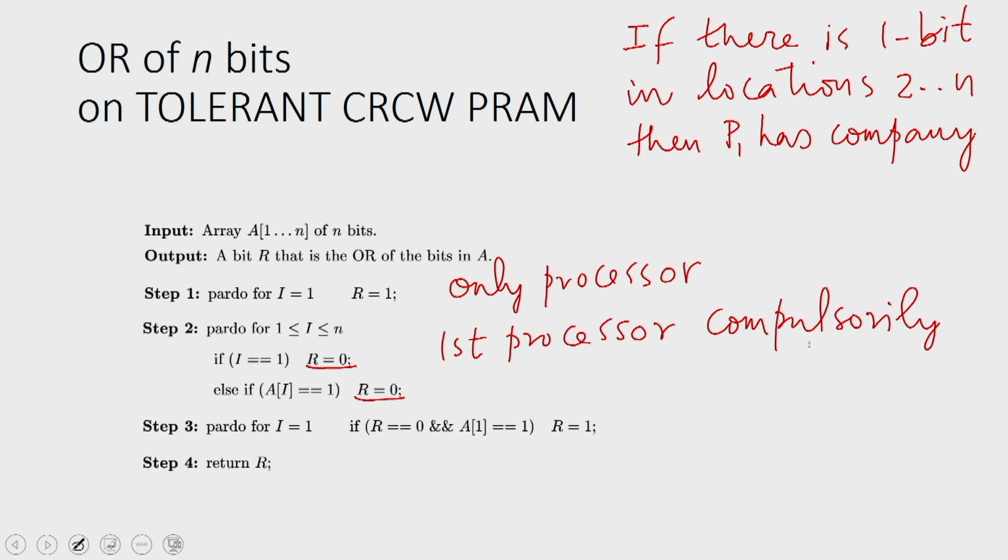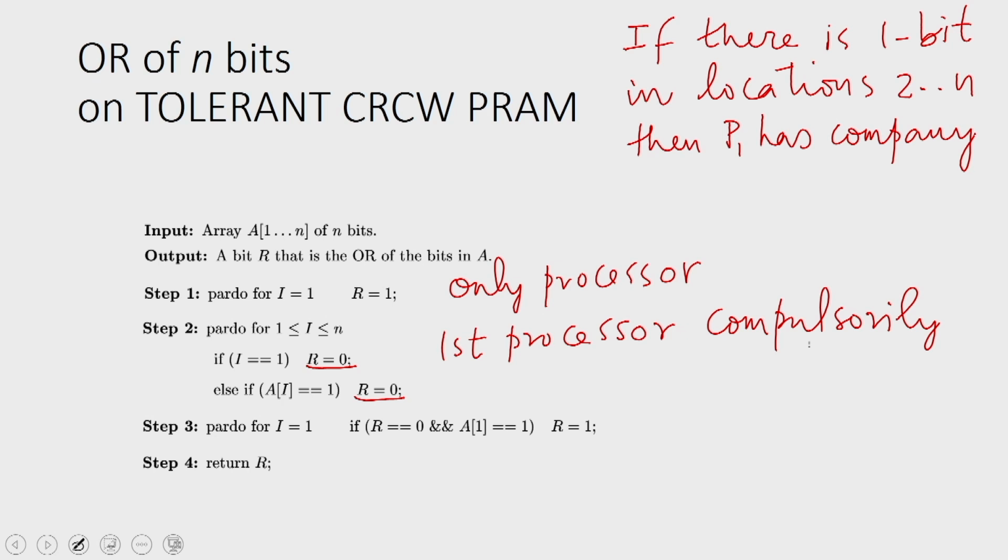Now, the third case is where there is no 1 in positions 2 to n, but the first bit is 1, in which case at the end of the second step we will have R equal to 0, and then in the third step we check the condition: R equal to 0 and A1 equal to 1. That condition is true, then R will be set to 1, which is how it should be. So, in all the three cases we find that the algorithm works correctly, and the total time taken by the algorithm happens to be order of 1.